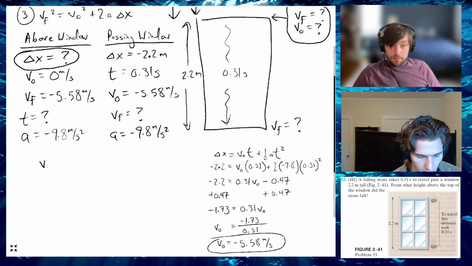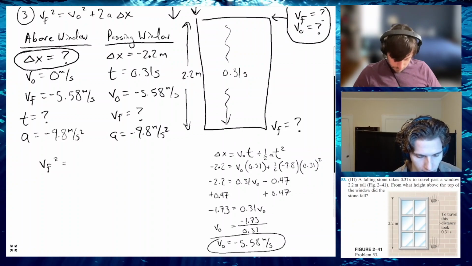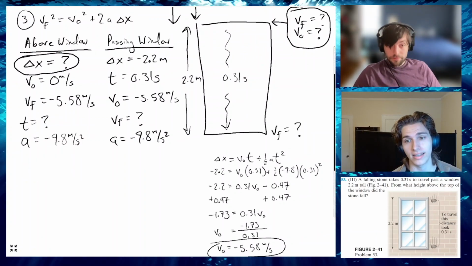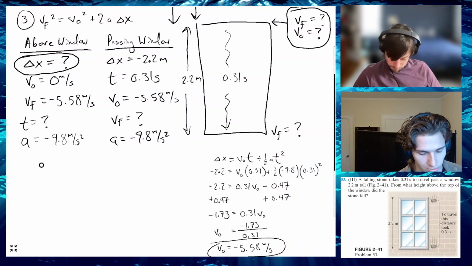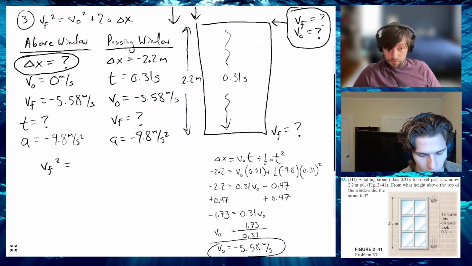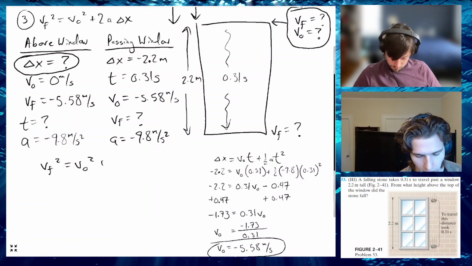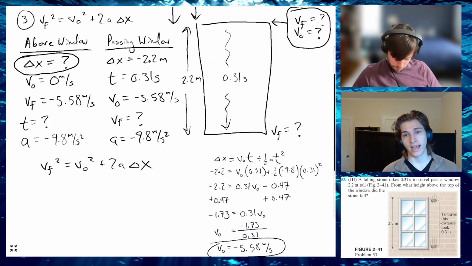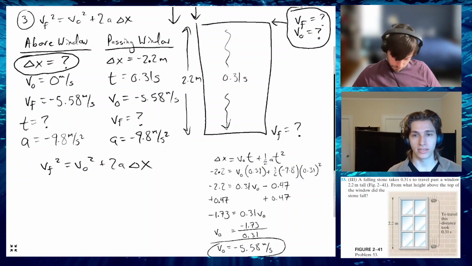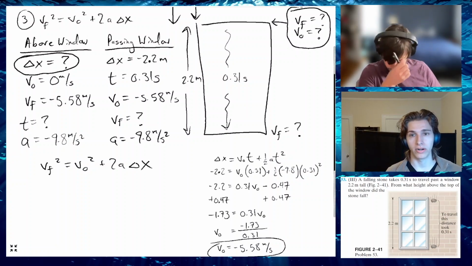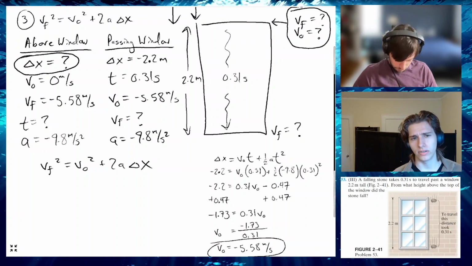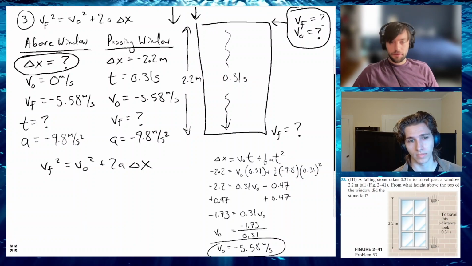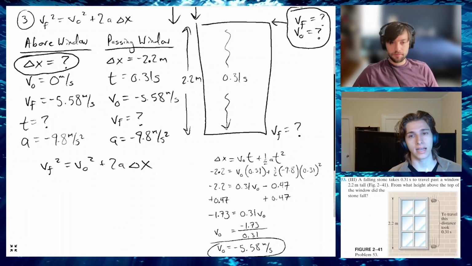Okay, so V final squared. Actually, let's just go ahead and plug these in. For this one, I'm going to take a different approach. We're going to do the algebra first. V final squared equals V initial squared plus 2a delta x. We want delta x. And so I'm going to do the algebra to get it alone, and then we're going to plug in our numbers. What do you think is the first thing I should do to get delta x alone? Is it possible to divide by delta x? It could be, but that's not getting delta x alone.